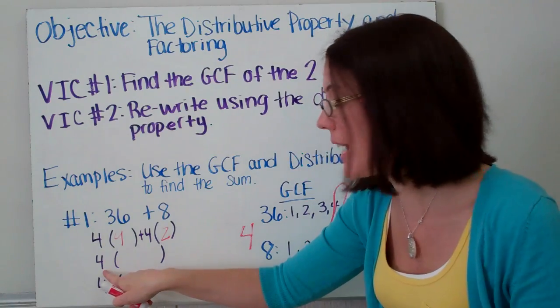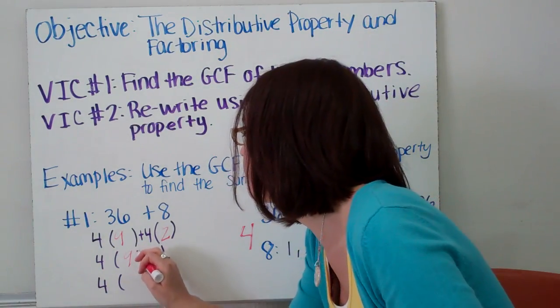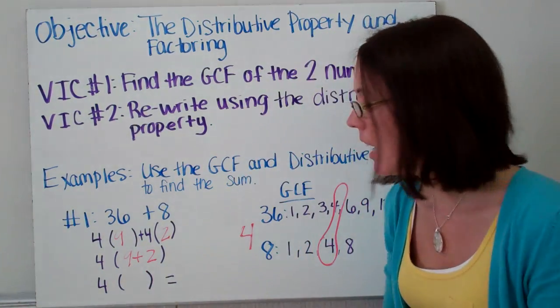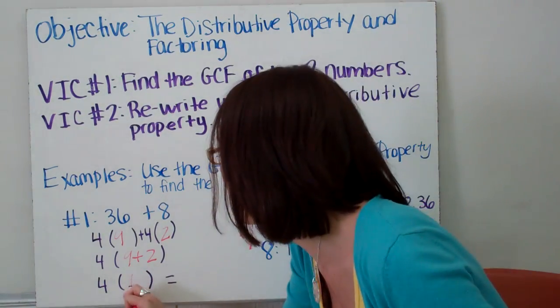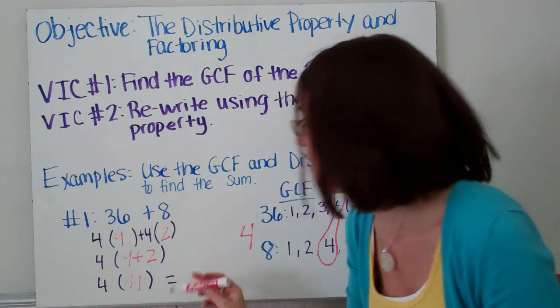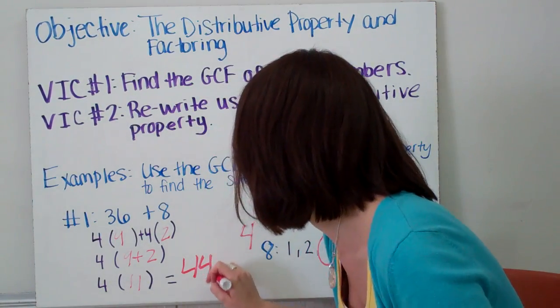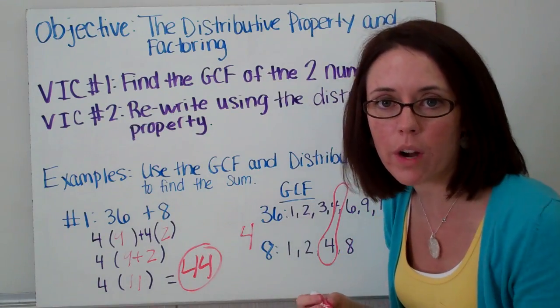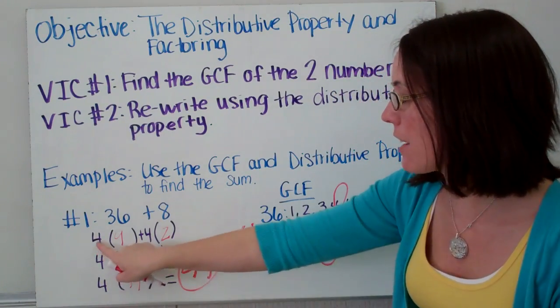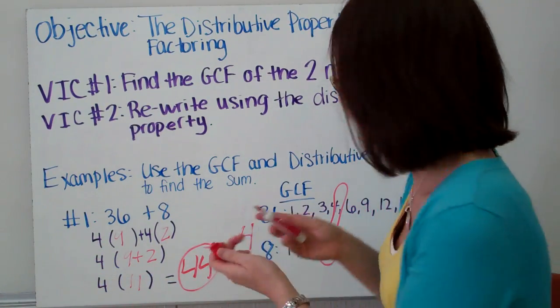The 4 goes on the outside. You put your 9 plus 2 on the inside. Again, you can go ahead and add what's in parentheses. 9 plus 2 is 11, and 4 times 11 is 44. We know that the sum of 36 plus 8 is 44, and we got that by factoring out our GCF of 4.